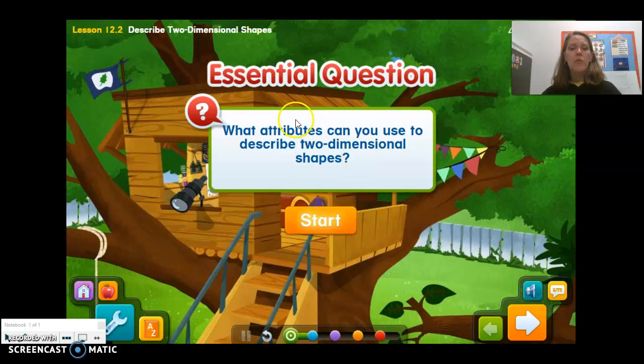So our main question for the day, the essential question, is: what attributes can you use to describe two-dimensional shapes? We talked about this a little bit yesterday. Attributes are sides or edges and the corners or vertices, and talking about curves also. So those are the attributes we're going to be talking about today. Let's get started with our little bird dude here.